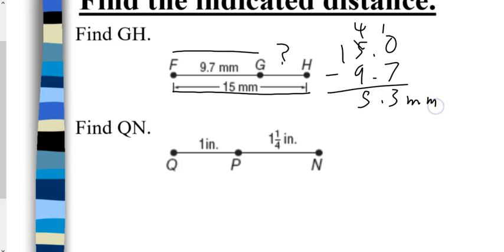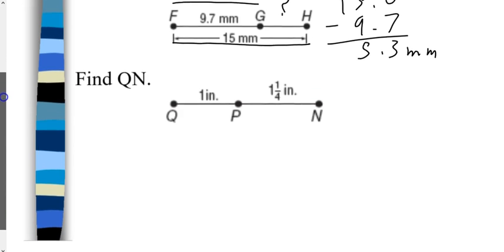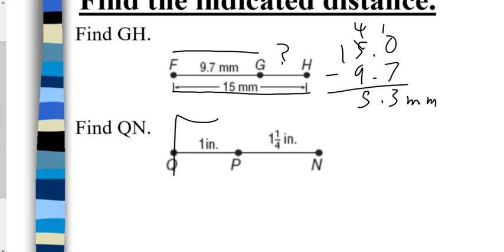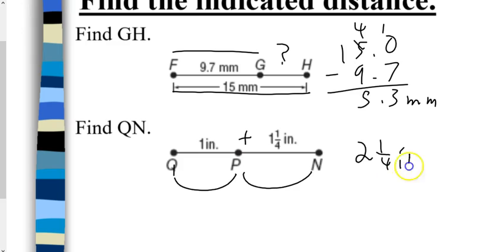5.3 millimeters. Okay? You got to pay attention to what's being asked for. Now in this one, notice, you drive 1 inch here, you drive 1¼ inches here. Well, in this case, we're going to add those and get 2 1/4 inches.